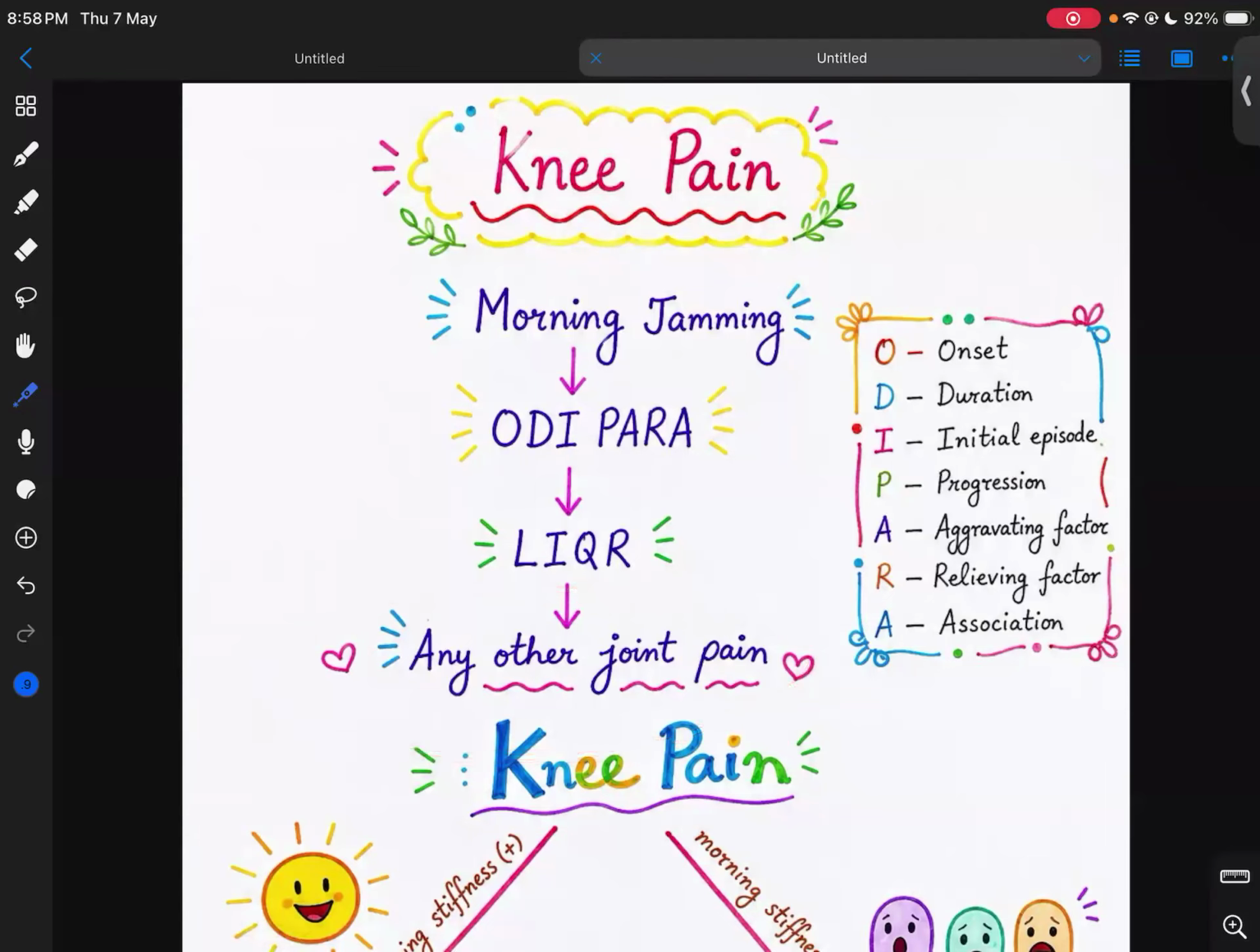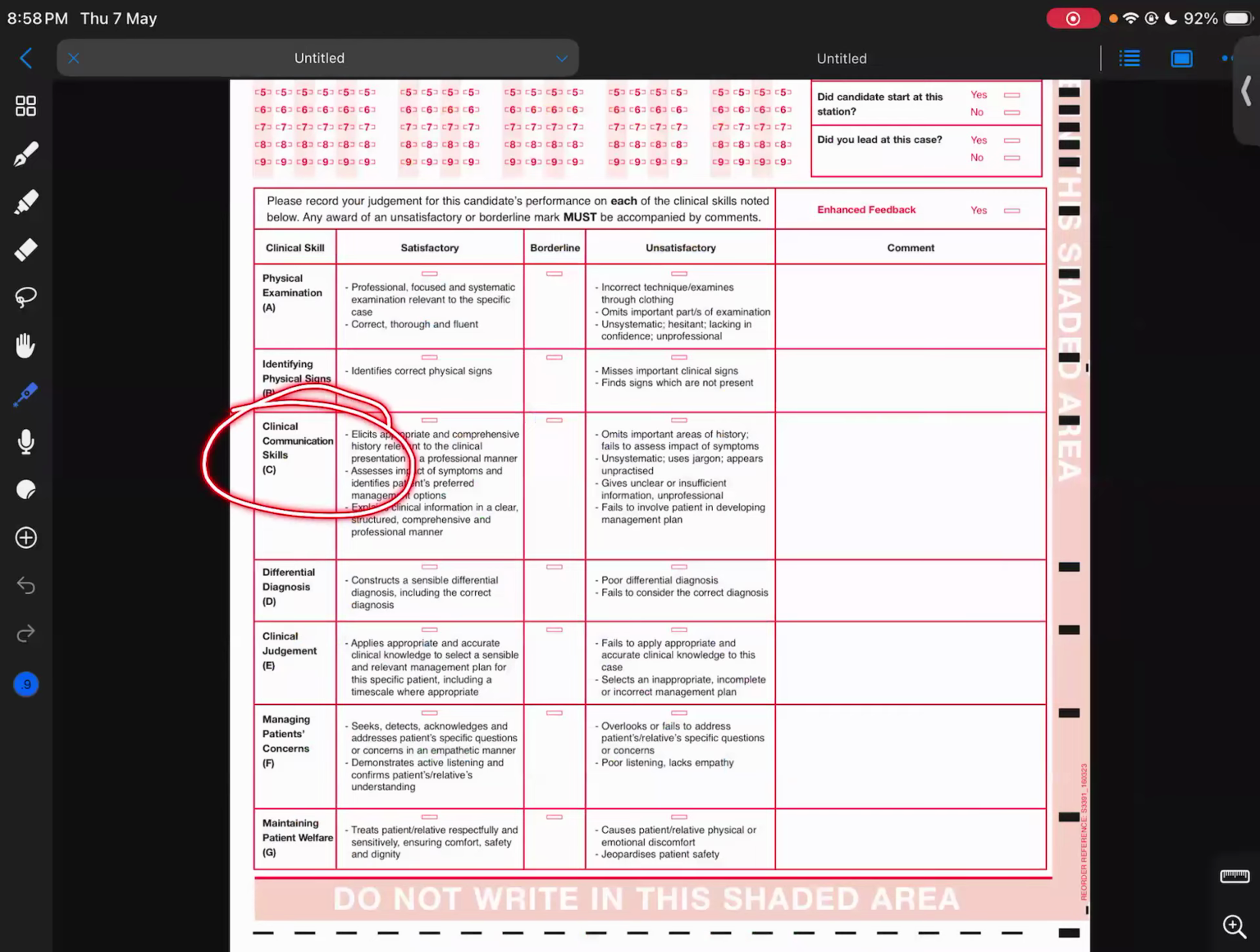Before approaching the differential diagnosis, suppose that when you are asking about the intensity and quality, the patient is complaining that the pain is very severe and the rating is 6 out of 10. So what should be your next approach to the patient to prove your professionalism? Offer pain medication. Yes, sir. Offer pain medication. And the examiner will just put his ear to you whether you are offering pain medication or not. If you don't offer pain medication, the examiner will cut your mark in this clinical communication skill.